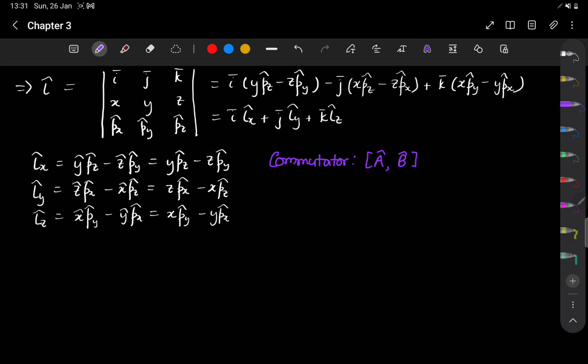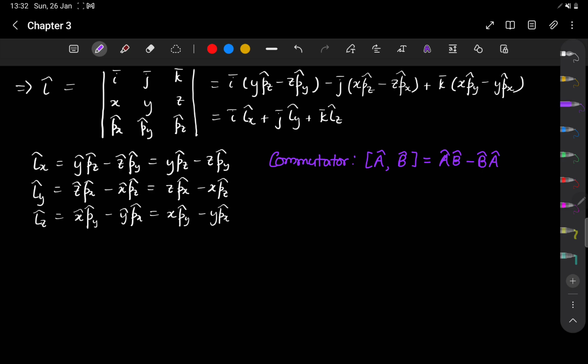So square brackets, and then you have these two operators, A and B operators, and this is basically the following: AB minus BA. So AB means first the operator B acts on the state and then operator A acts on the result, and BA means first operator A acts on the state psi and then the operator B acts on this result. And in general, it need not be the same, that is AB need not be the same as BA.